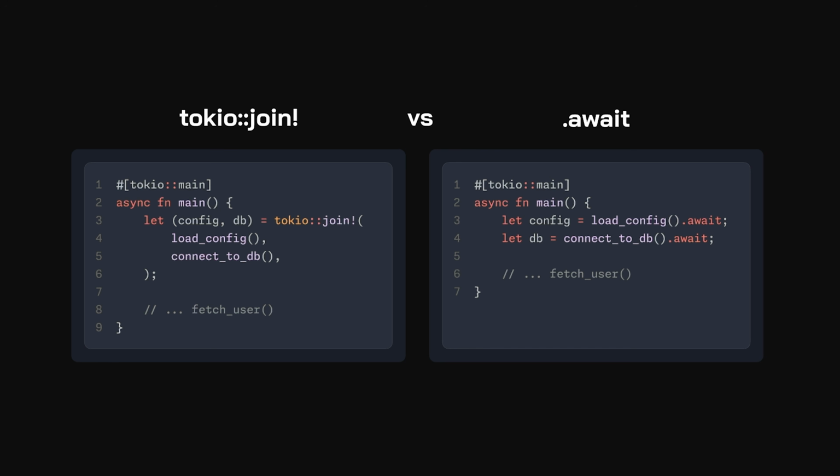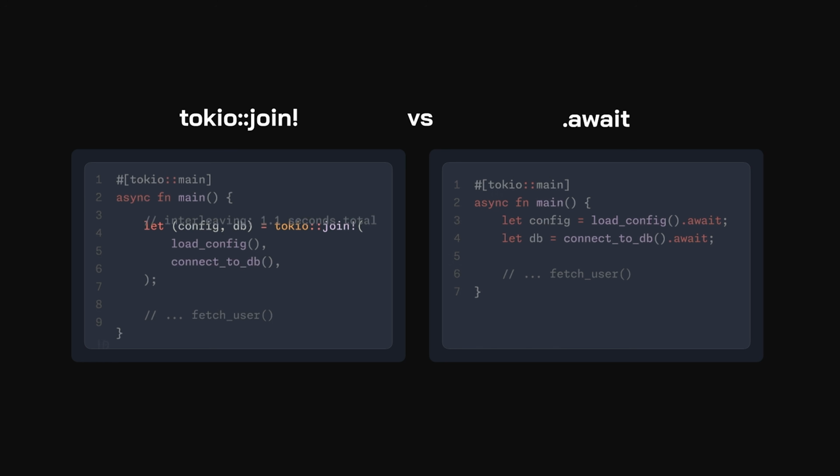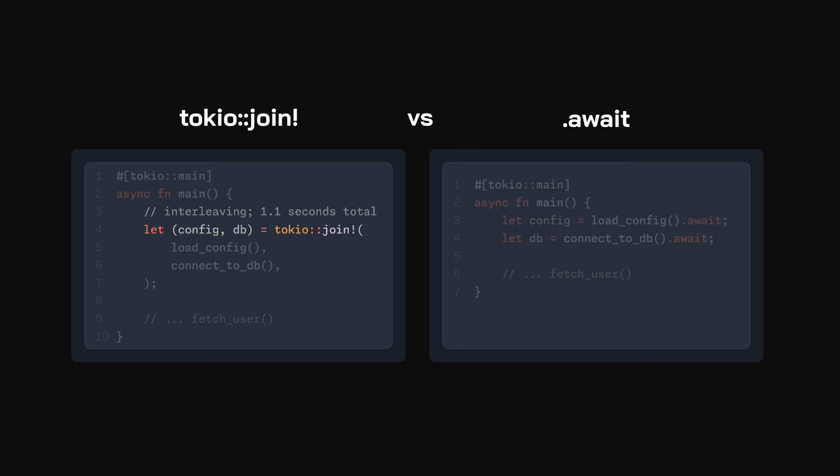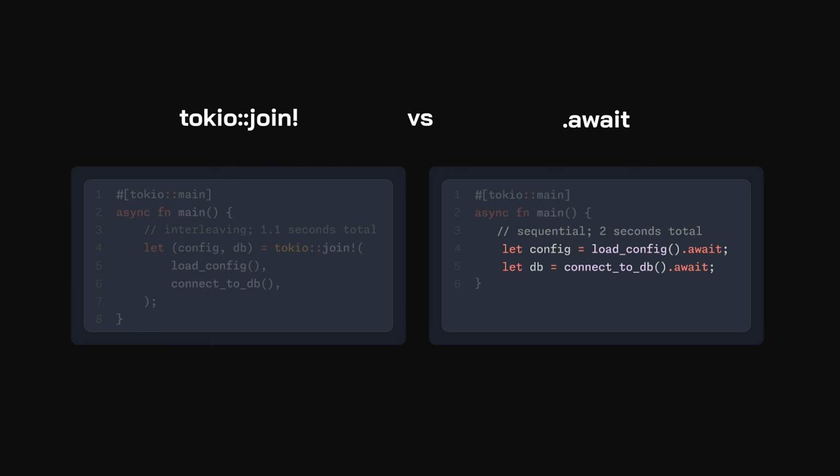On the left-hand side, Tokio join uses what's called interleaving. It runs both futures concurrently, allowing the runtime to switch back and forth until both are done. This comes with a minimal overhead. For simplicity, we're showing that the overhead took us an additional 100 milliseconds for that context switching, but this isn't fixed. Let's compare this to the await example. The await syntax causes us to completely wait for load config to finish before connect to DB can finish.